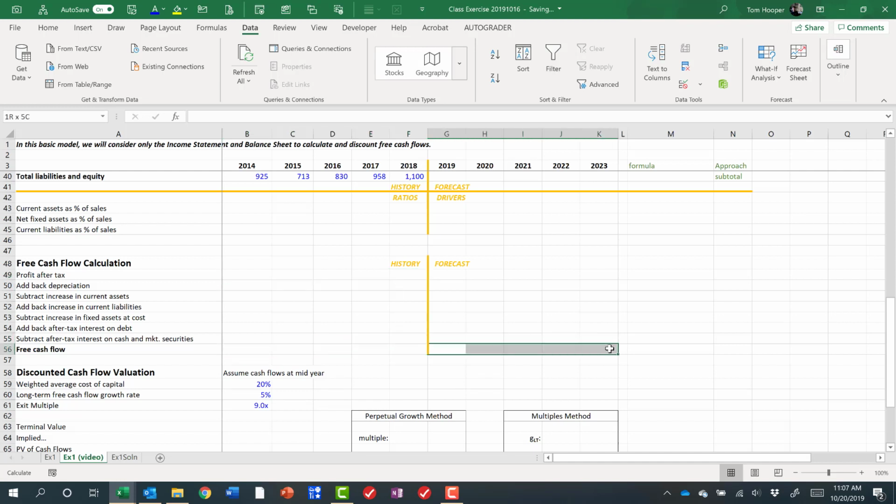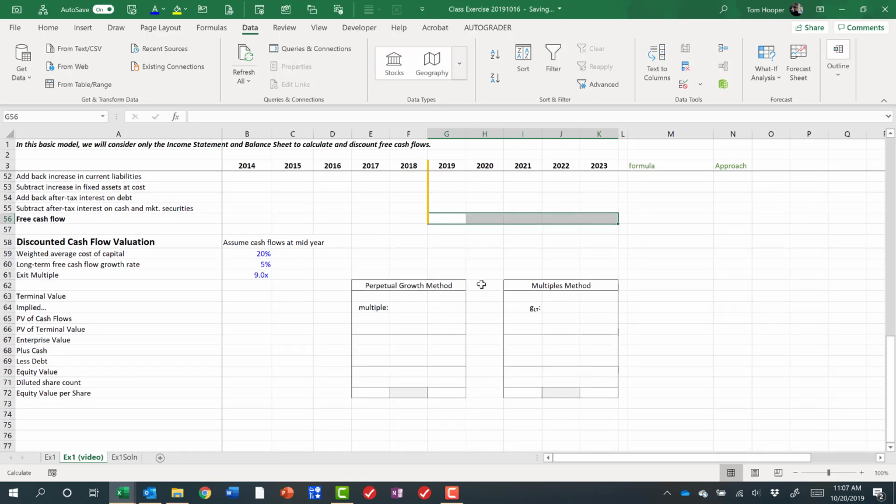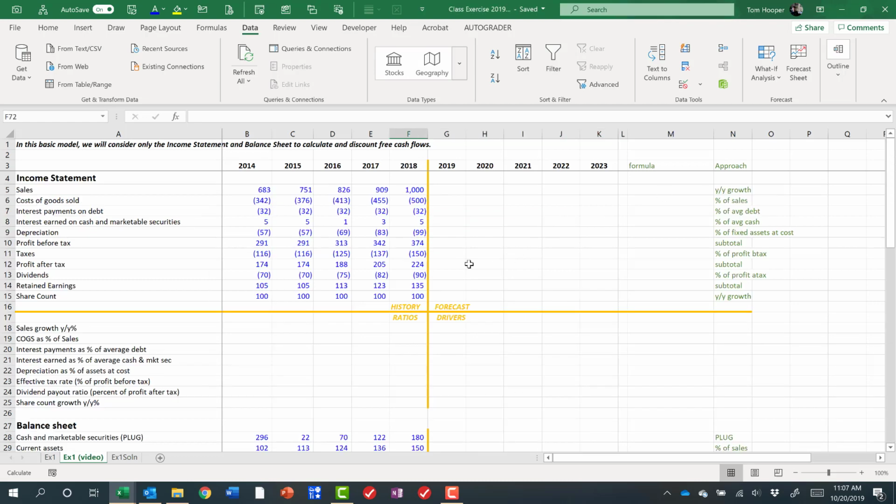And then we'll take the projection of that free cash flow and use our DCF template that we had in quiz 4 to calculate equity value per share. So let's start at the top with the income statement. And the first thing we're asked to do is look at sales growth on a year-over-year basis.